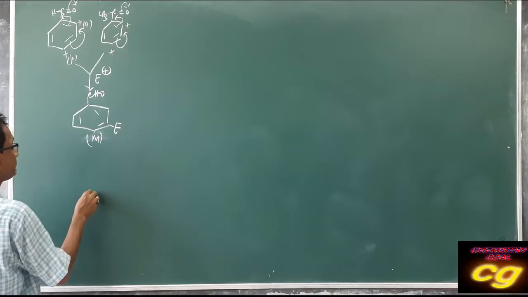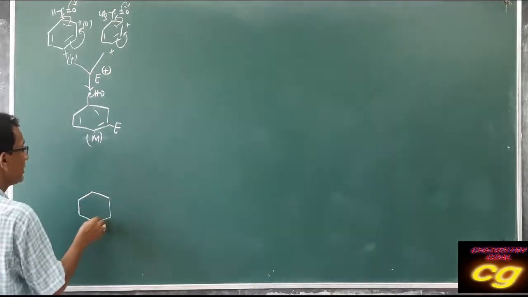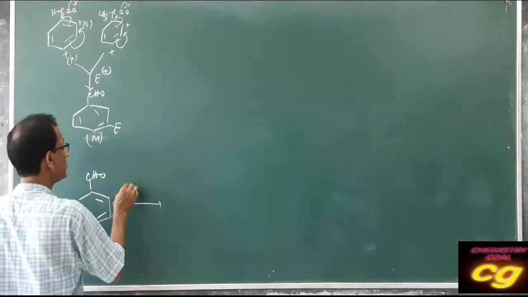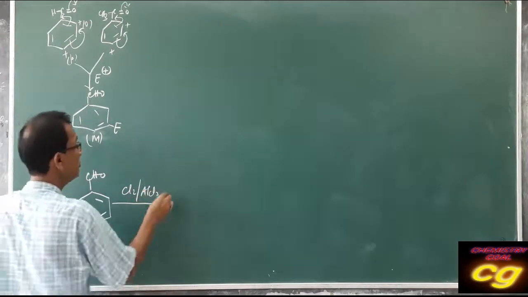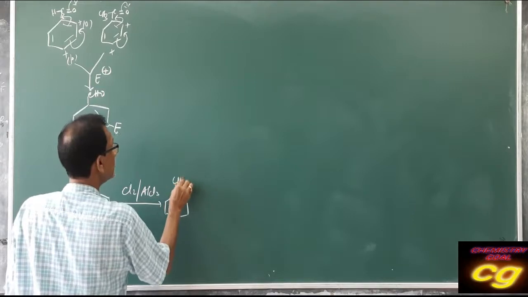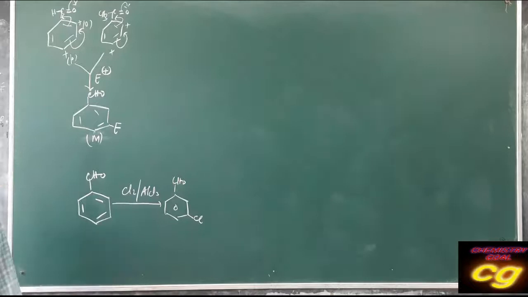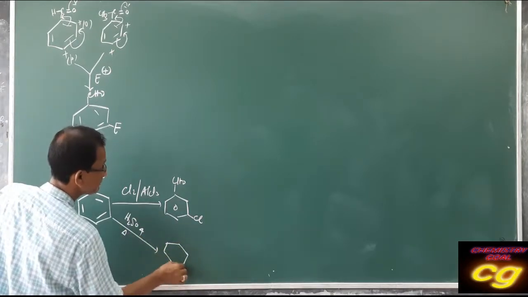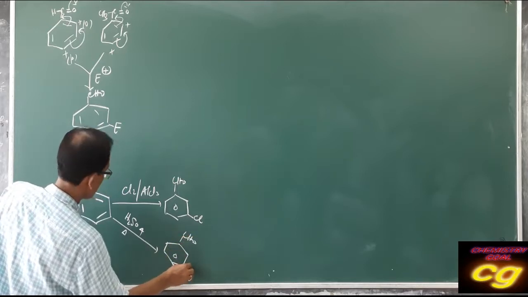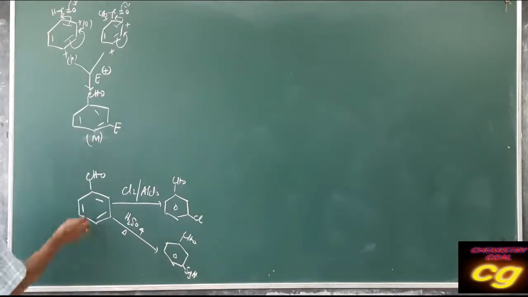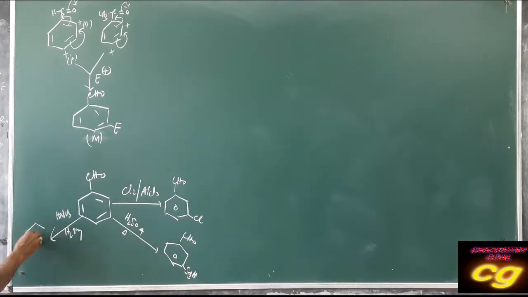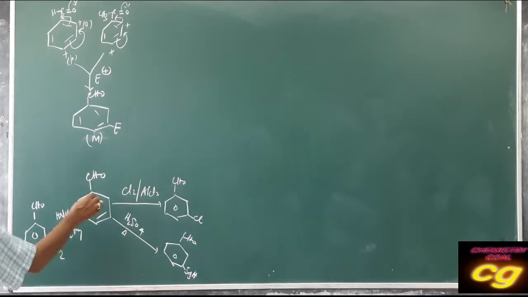Suppose you take aldehyde, this is your aldehyde. What are the electrophilic substitutions? Halogenation: suppose Cl2 and aluminium chloride, the result will be this product, chlorine goes to the meta position. Then sulfonation, the result will be SO3H at the meta position. Then if you do nitration, using nitric acid and sulfuric acid both, the product will be the nitro derivative.